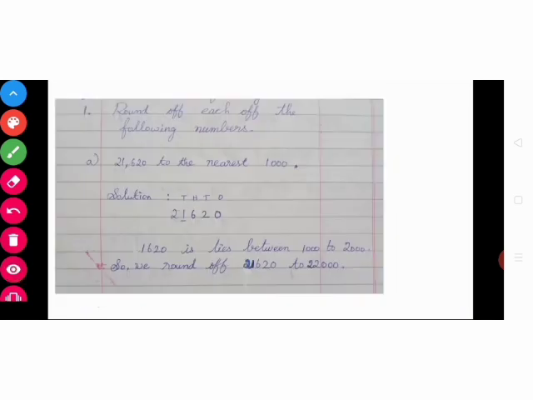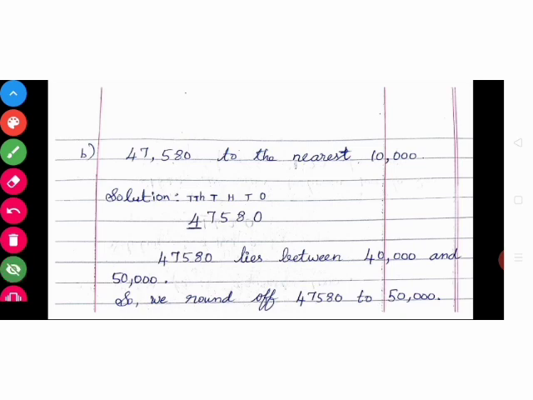Look at the example sum. Round off each of the following numbers. What is the sum given? 21,620 to the nearest 1000. In this thousands place, what is given? 1620 you want to take. 1620 lies between 1000 and 2000. So we round off 21,620 to 22,000.